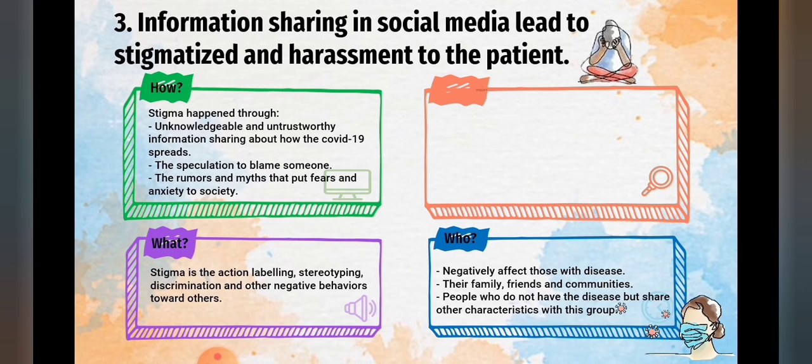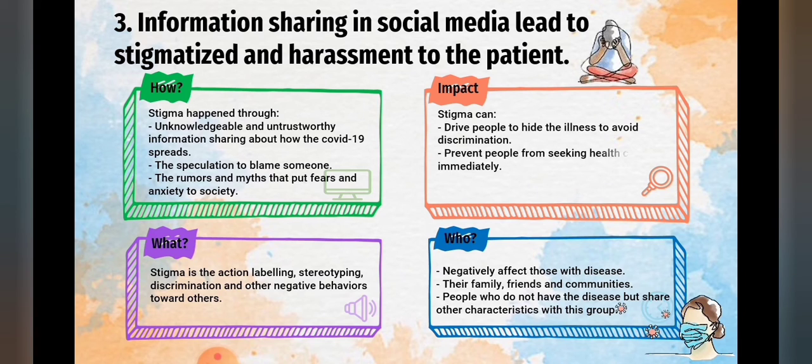Stigma hurts everyone by creating more fears and anger towards ordinary people instead of focusing on the disease that is causing the problem. Stigma can also make people more likely to hide symptoms or illness, keep them from seeking health care immediately, and prevent individuals from adopting healthy behaviors. This means that stigma can make it more difficult to control the spread of an outbreak.